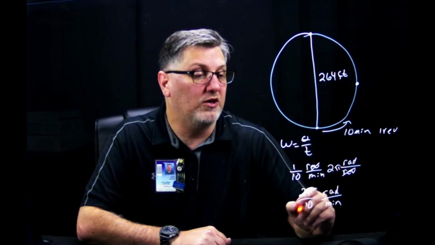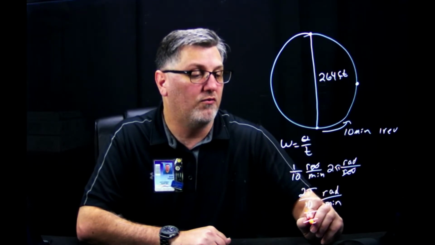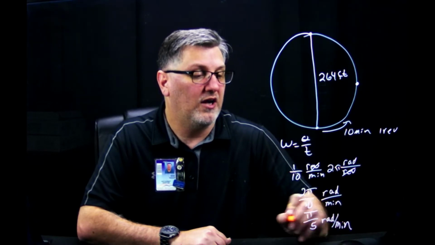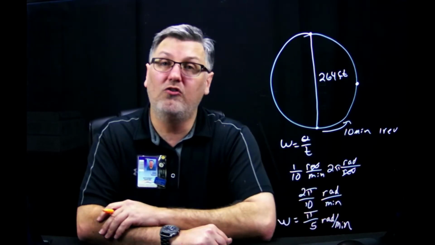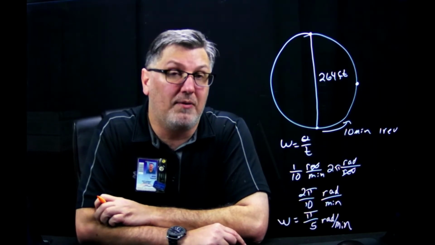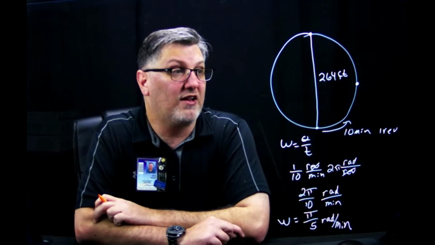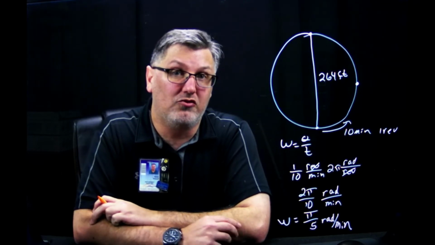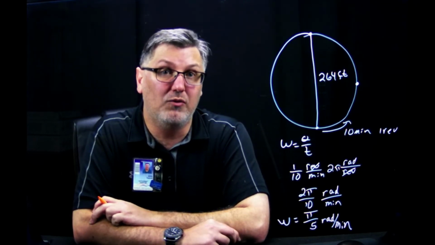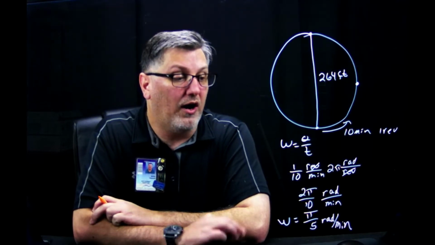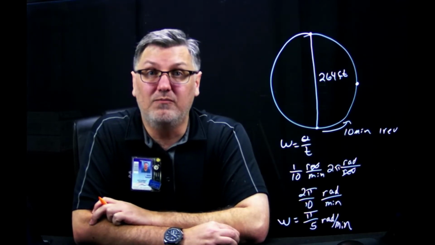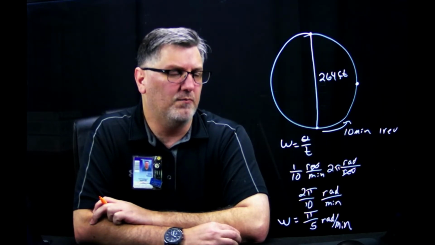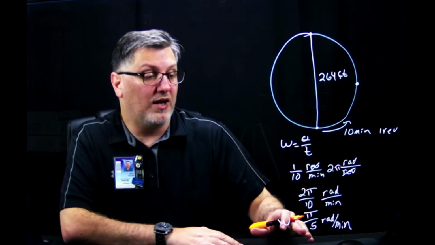Of course, we'd want to reduce this down to pi over 5 radians per minute, and that would be my omega. All you do is take your revolutions per minute and multiply it by 2 pi, because it takes exactly 2 pi radians for one revolution. If I know my revolutions per minute, I can easily get my radians per minute. All right, once I know my angular velocity, it's really easy to get my linear velocity, or my linear speed. What I'm going to do is take my angular velocity.